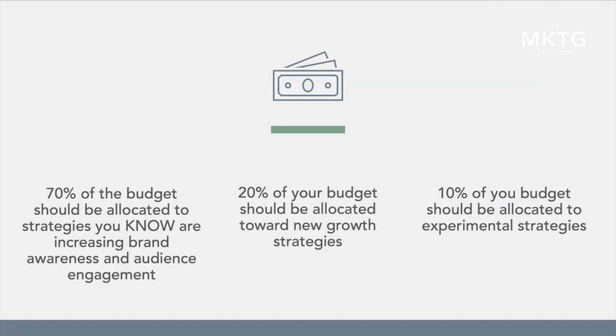And then 20% of your budget should be allocated towards new growth strategies. So maybe it's time to get into digital marketing and grow your social media engagement. So that would be where 20% of your budget is. And then 10% of your budget should be allocated to experimental strategies. This could really be anything. The sky's the limit.